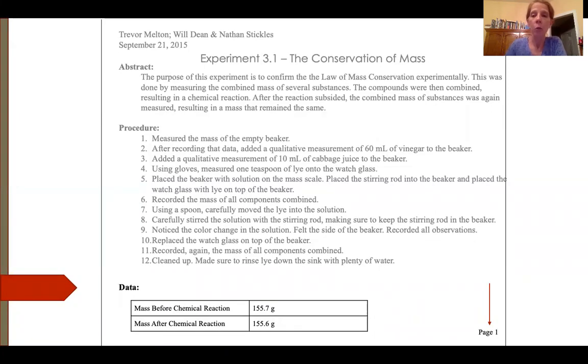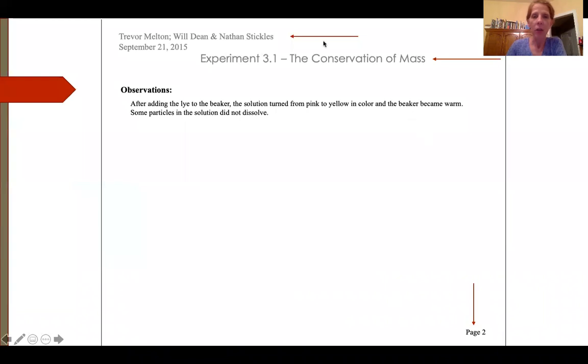When you get to your formal lab, you're going to type that data up, okay? So that's your typed up data. And then here would be the second page. Again, because this stuff is in the heading, you're going to keep the names up top, the title and the experiment number, the second page here, and then here's our observations. After adding the lye to the beaker, the solution turned from pink to yellow in color and the beaker became warm. Some particles in the solution did not dissolve. That's great for observations for this experiment.